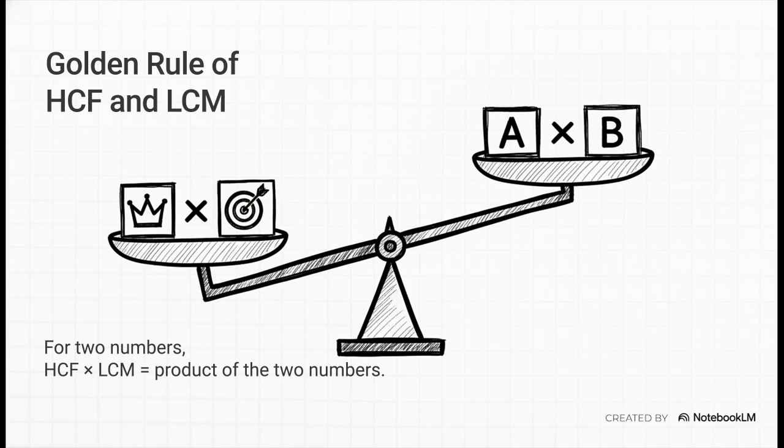Now check this out. Here is a golden rule that connects HCF and LCM. For any two numbers you can possibly think of, if you multiply them together, you get the exact same answer as when you multiply their HCF and their LCM. It's an amazing way to check your work and make sure you got it right.